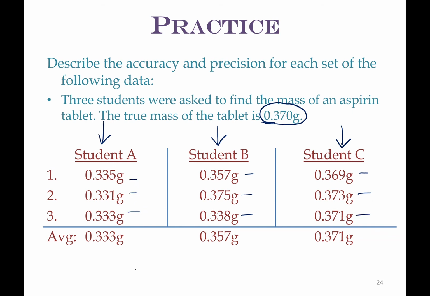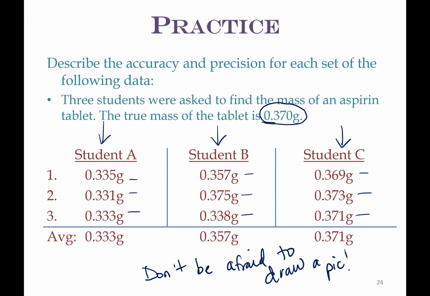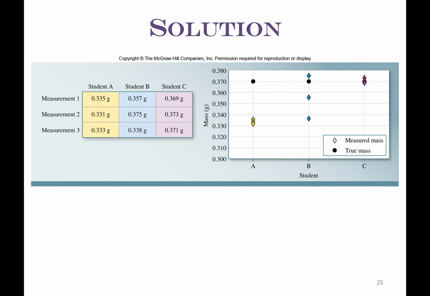Looking at these individual results can be a little bit more difficult than something like the trash can where we had a picture. So don't be afraid to draw a picture. Sometimes the bullseye analogy works really well for people, or what we do in science is graphing. So these are the student A results, and this is the true value. These are student B's results, and this is the true value, and this is student C's results.